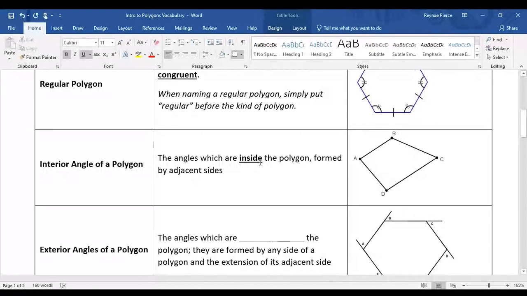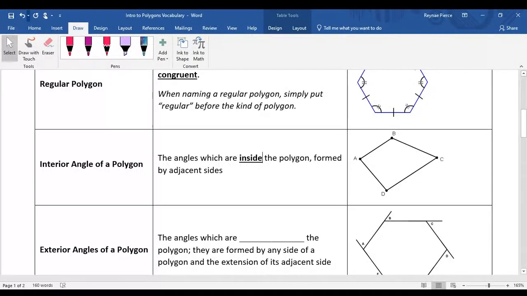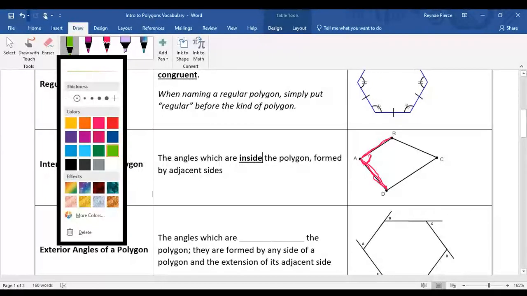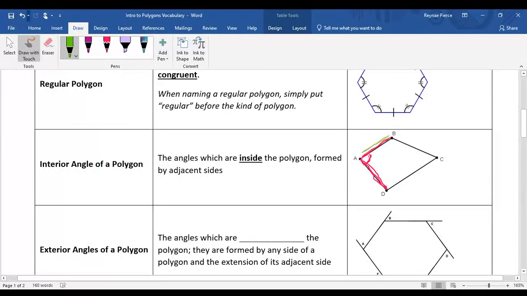Okay, so over here, if we look at, for instance, side BA and side AD, angle A here is an interior angle. Okay, we could have also looked at AB and BC. Okay, those two adjacent sides form that interior angle B. All right.